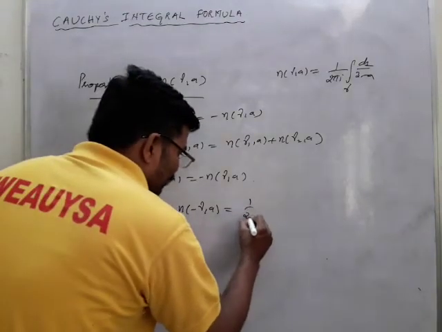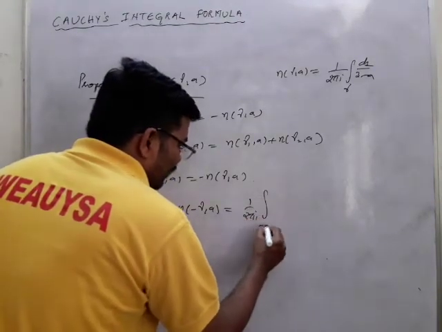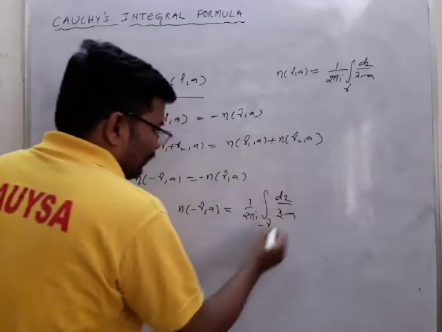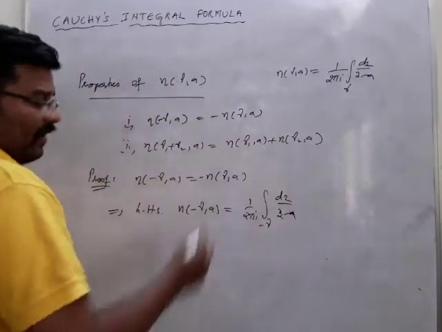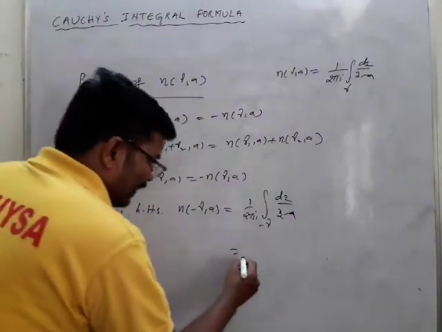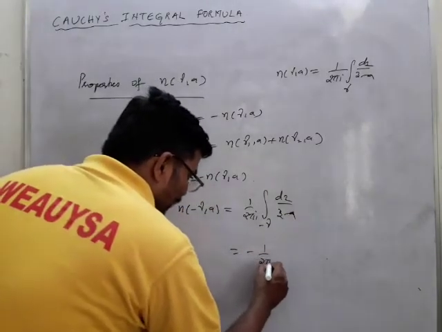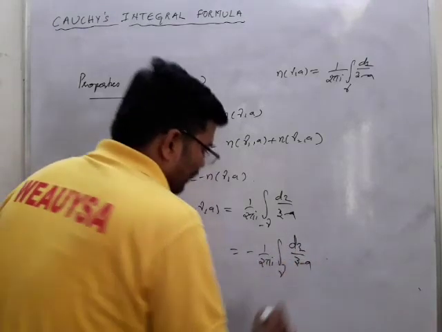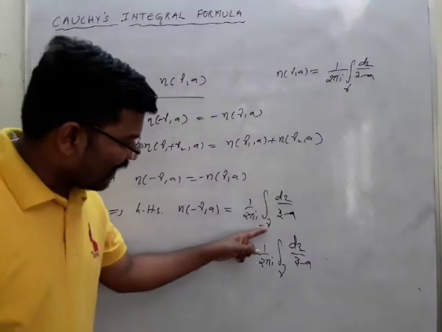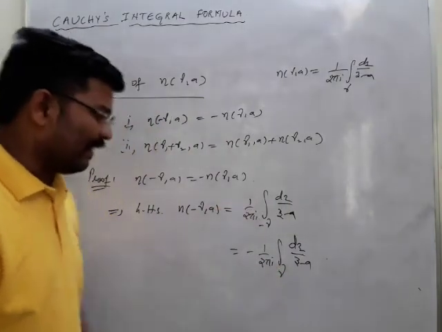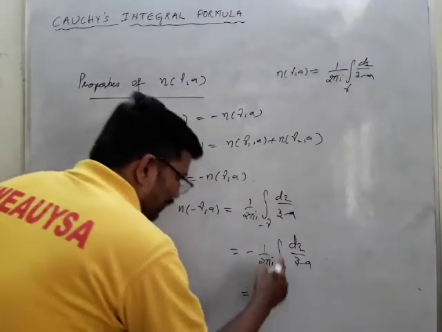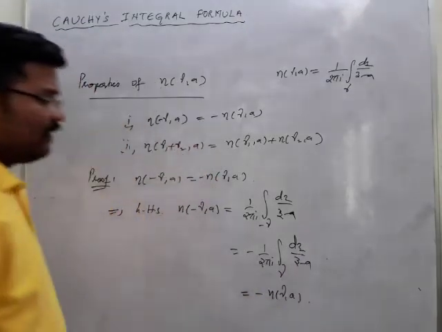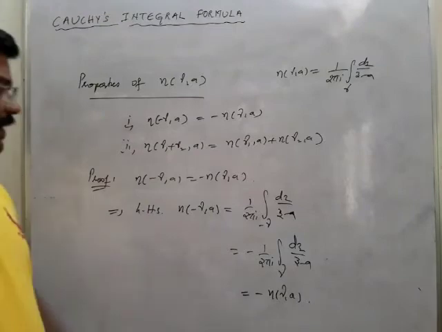This is 1 by 2 pi i integral over minus gamma dz by z minus a. Okay, this is what we have according to that form. So I may write this as minus 1 by 2 pi i integral gamma dz by z minus a, according to the theorem that minus gamma can be written as the minus of this integral. So what is this? This everything is again n of gamma comma a. Like this we can do the property of this one.